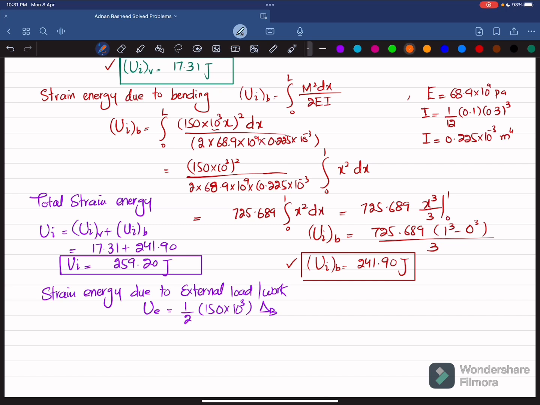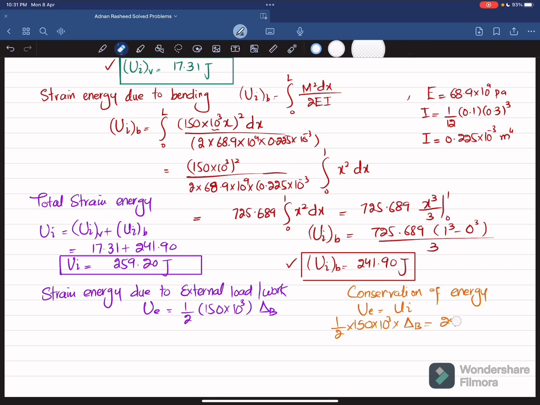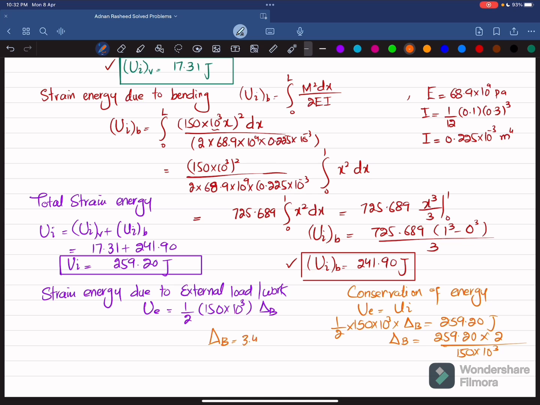Okay, now we have both these equations. So by conservation of energy, this external work that is done on the object will be stored in the form of internal strain energy. So UE will be equal to UI. So UE is 1/2 into 150 into 10 to the power 3 multiplied by delta B, which will be equal to 259.20 joules, and delta B will be equal to 259.20 multiplied by 2 divided by 150 into 10 to the power 3. So when you solve this, you will get this vertical displacement of point B comes out to be 3.456 into 10 to the power minus 3 meter, or this delta B in meter, vertical displacement of point B will be equal to 3.46 millimeter, which is the answer of this question.